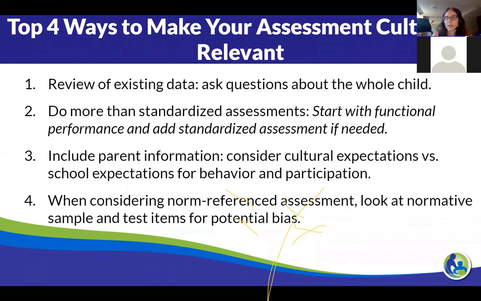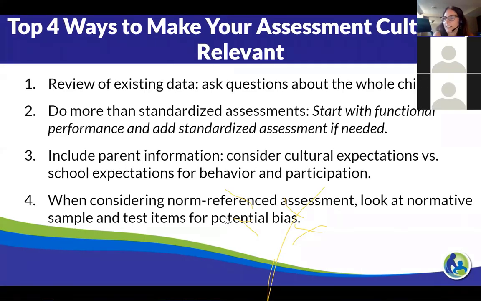And really including parent information. We do that for all of our kids, but it's especially important for kids who are culturally and linguistically diverse, because the cultural expectations and the school expectations for behavior and participation are not always matched up. If you are considering using a norm referenced assessment with a student who is English learner, you need to make sure you look at the normative sample of that test to see if the test was normed on that population of kids. And also we should always be looking at test items for potential bias, because there are biased items on our tests.